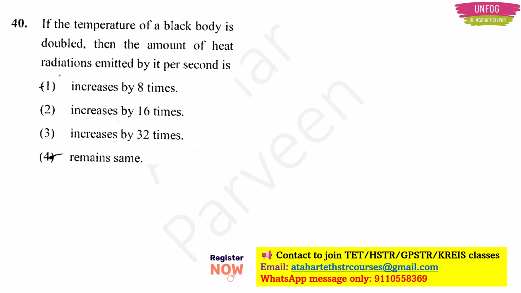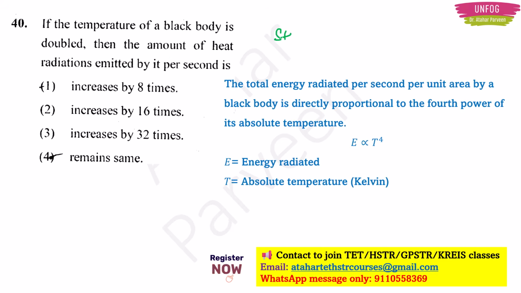Question number 40. If the temperature of a black body is doubled, then the amount of heat radiation emitted by it per second is. In this type of questions also, you should not go for the options. First understand the question. Here they are talking about the Stefan-Boltzmann law. They talk about the black body here. The total energy radiated per second per unit area by that black body is directly proportional to the fourth power of its absolute temperature. With this, now you can find out the answer.